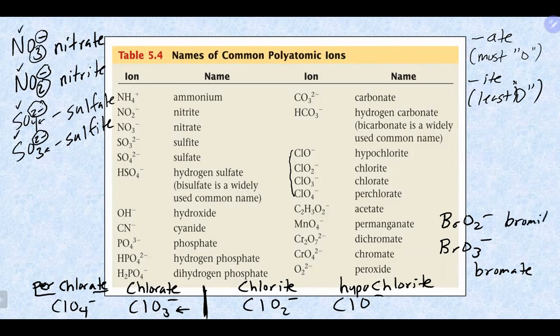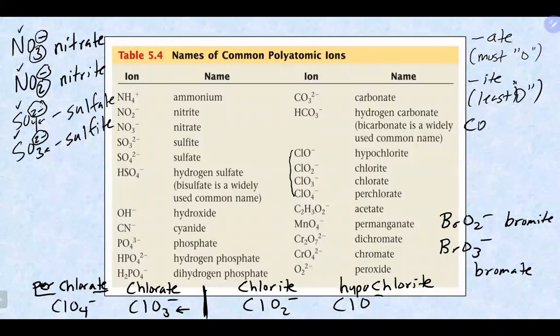If you threw iodine in there in this place, IO3 minus would be iodate and IO2 minus iodite. So you could swap out the halogen in that group of 4 with any of the halogens. They're basically just named the same way. Just take the chlorine part out and substitute in the other element's name, and you'll have basically the same name.